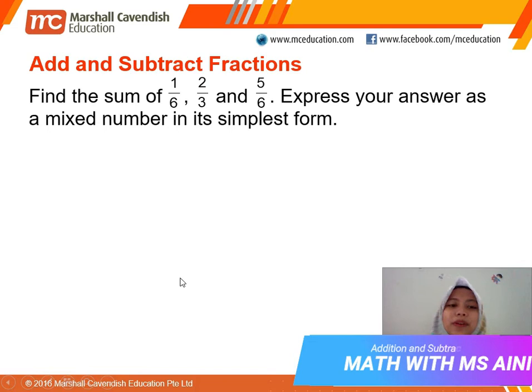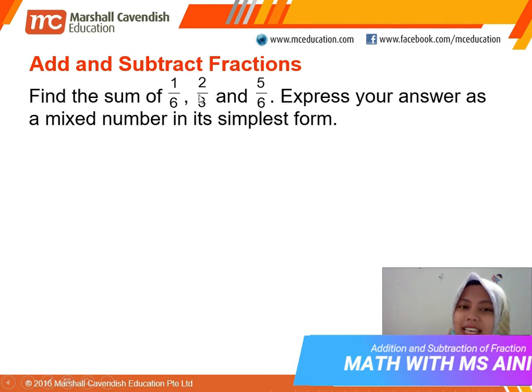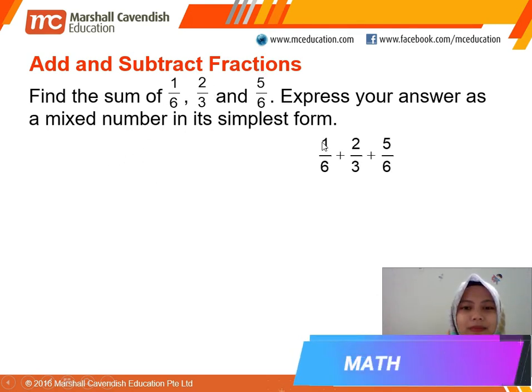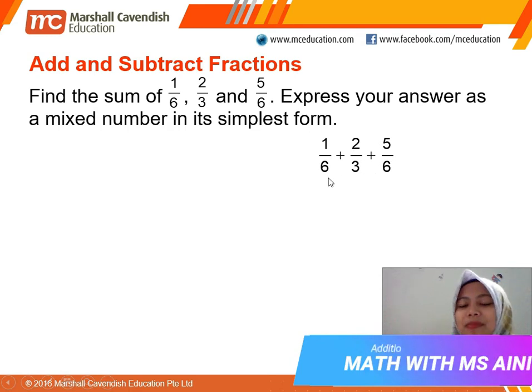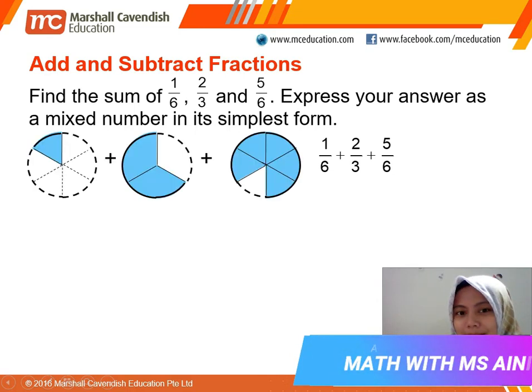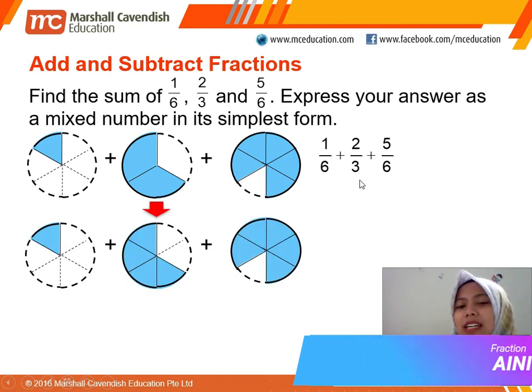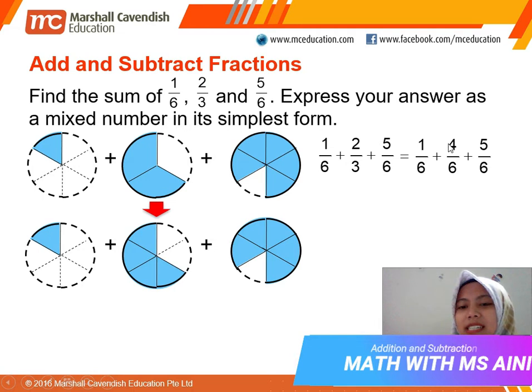Okay, so now we are going to find the sum of these three. Then express your answer as a mixed number in its simplest form. Let's add it up. Look at the denominators. It's unique, 6, 3, 6. Can you guess what number will be the denominator? Of course we can change 3 into 6 by multiplying it by 2, right? So we can say this is 1 over 6, this is 4 over 6 because we multiply 3 by 2.